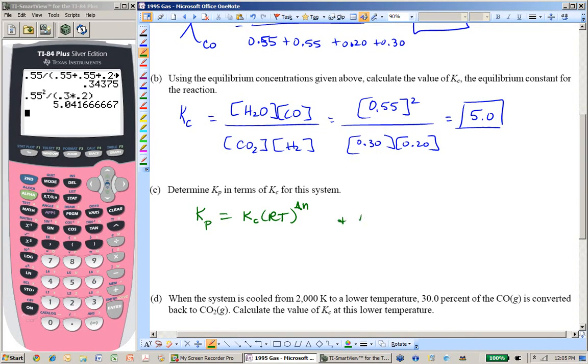So, we also know that delta n is equal to 0. Therefore, the RT to the delta n is equal to 0. Oops, no, it's equal to 1. Sorry. Therefore, Kp equals Kc equals 5.0.